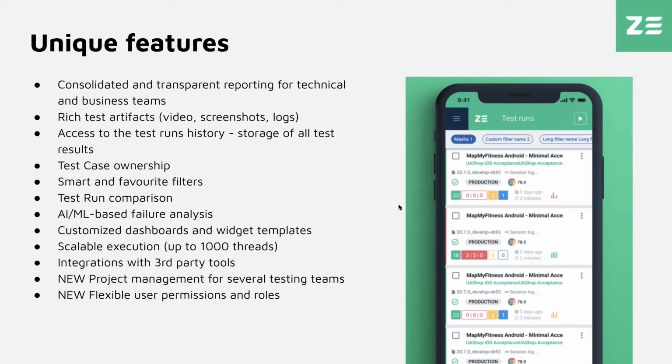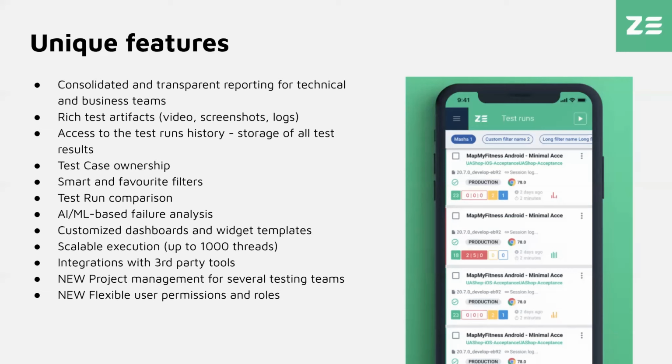So one of the greatest features is our AI-based failure analysis. So actually, you can categorize the failure reasons automatically with our AI and customize dashboards and widgets the way you need. So we've got really a lot of metrics. I'll show them a bit later.